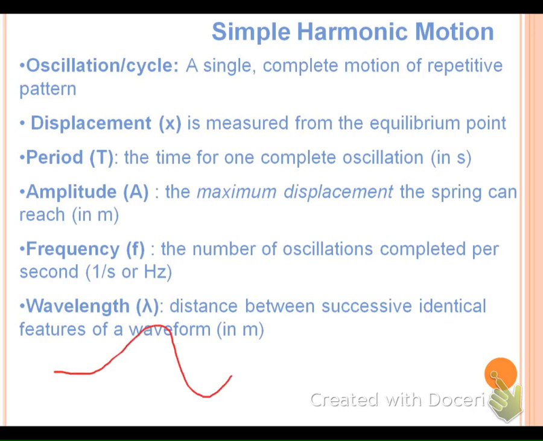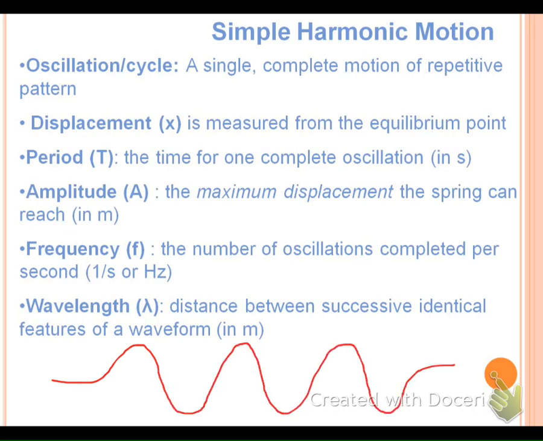So if I'm measuring my wave like this, the wavelength basically goes from a crest to a crest, or a trough to a trough, or the equilibrium point to the equilibrium point. All of those wavelengths should be equal to each other. It's from one point on the wave to an identical point on the next oscillation. But one complete oscillation is considered the wavelength. We measure that in meters.